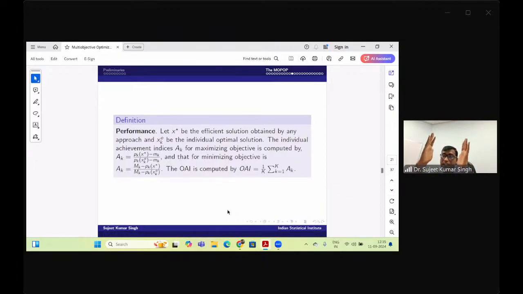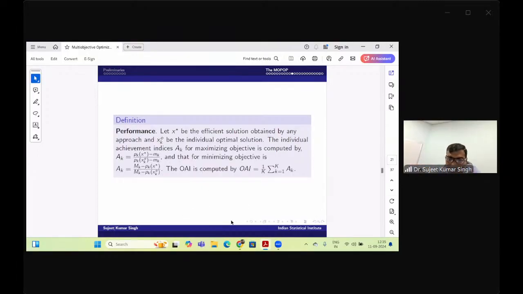So basically, according to that closeness, we define the performance of the method. Because the ideal is the best goal, if the Pareto front we are getting is closer, giving a smaller distance from the ideal solution, then that will be a better performing method.